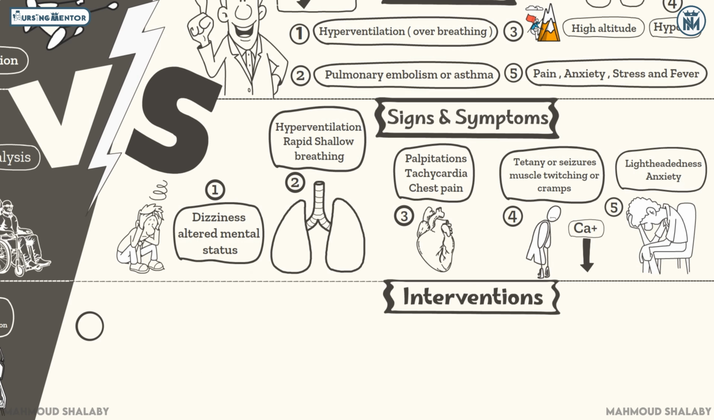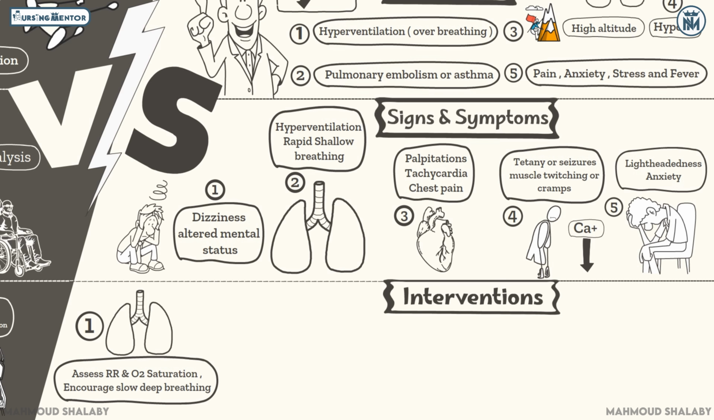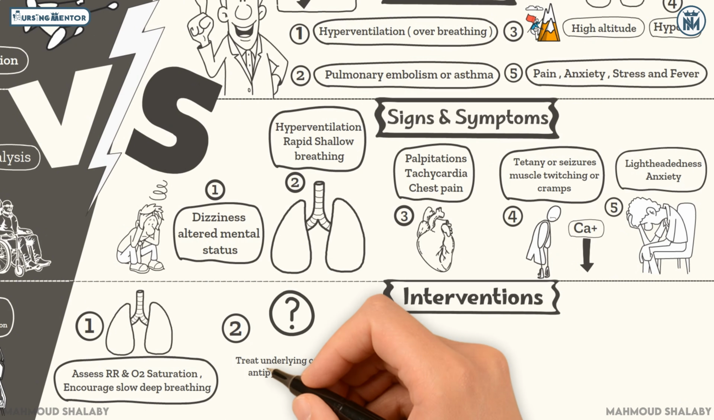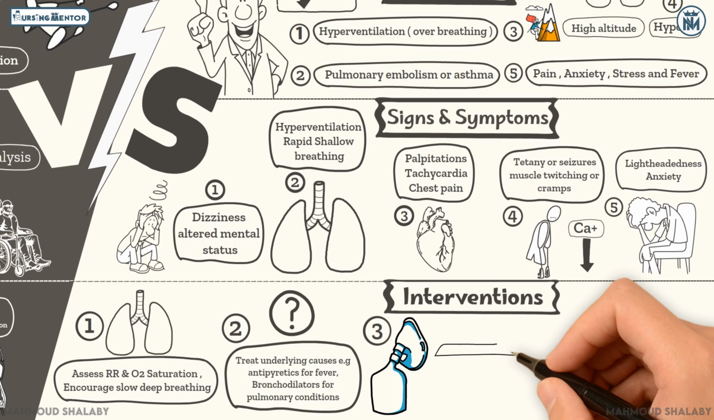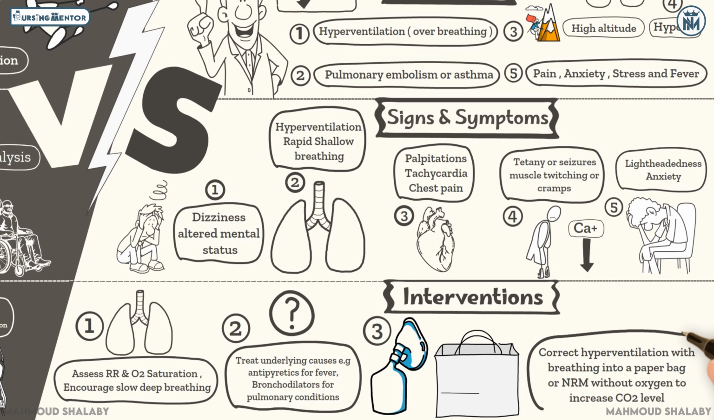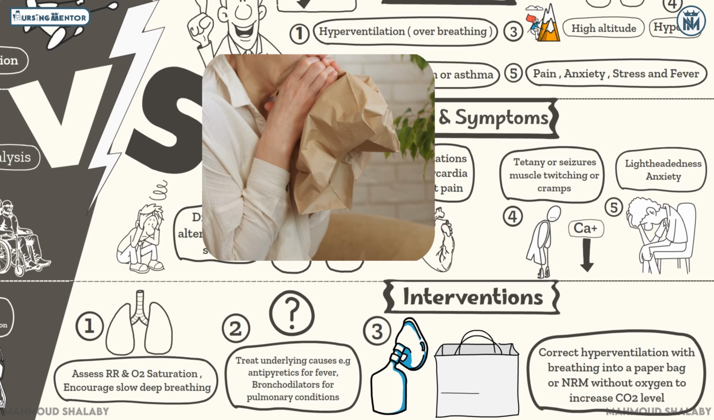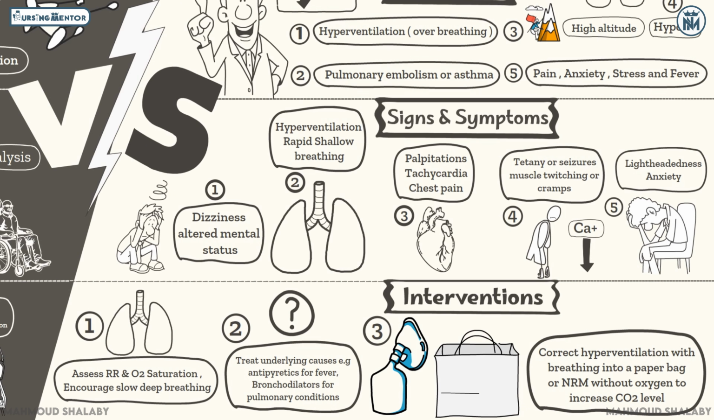Interventions to treat respiratory alkalosis. Number 1. Assess respiratory rate and oxygen saturation. Encourage patients to take slow and deep breathing to retain CO2 in the body. Number 2. Treat underlying causes, for instance, antibiotics for fever, bronchodilators for pulmonary conditions. Number 3. The most common and important point. To correct hyperventilation, help the patient breathe into a paper bag or attach a non-rebreathing mask without starting oxygen flow to increase carbon dioxide levels.